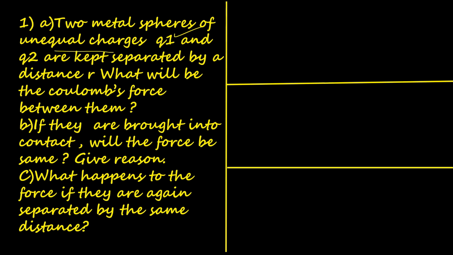Section A: 2 metal spheres of unequal charge Q1 and Q2 are kept separated by a distance r. What will be the Coulomb's force between them? We know the formula for calculating Coulomb's force between charges. Let us make a diagram of the details given in the problem. This is charge Q1, this is charge Q2. They are unequal, so I have shown different sizes. We will mark the center of each charge. The distance between their centers is the distance r. It is very easy. We can easily substitute these quantities in the formula.